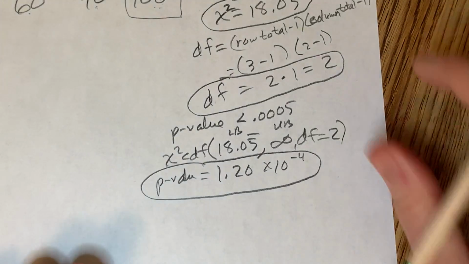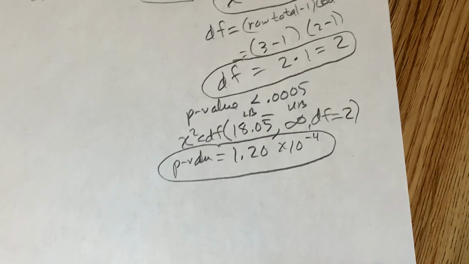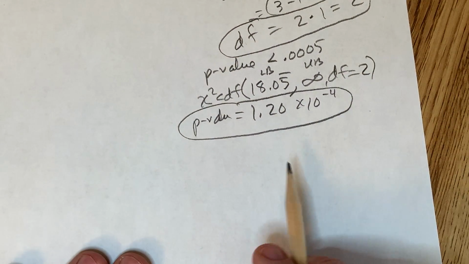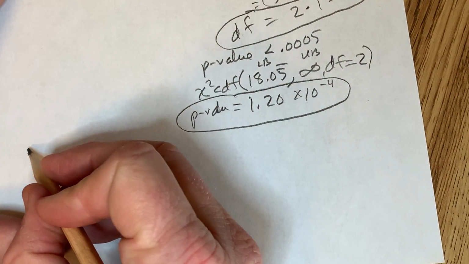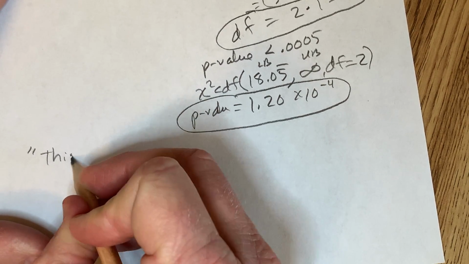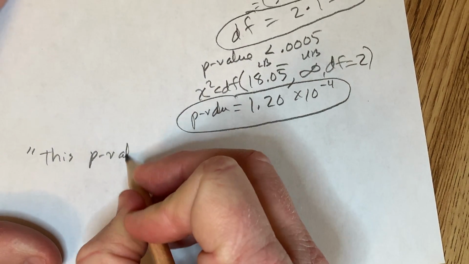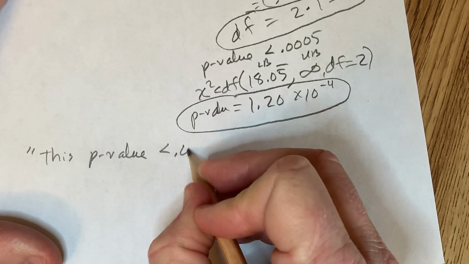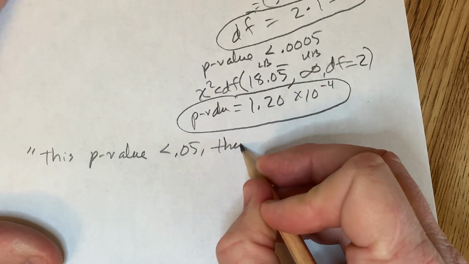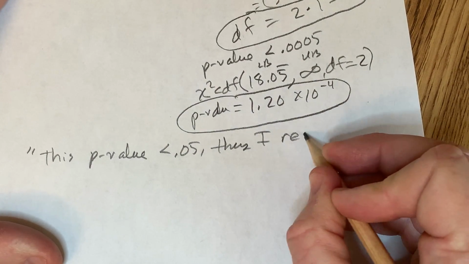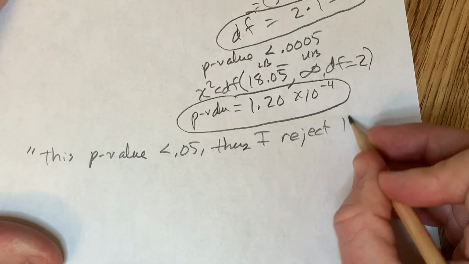And then we would draw our conclusion. Our conclusion from that p-value, just like what we've done before, we would say this p-value is less than 0.05. Thus I reject the null hypothesis.